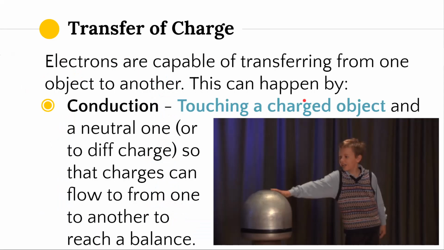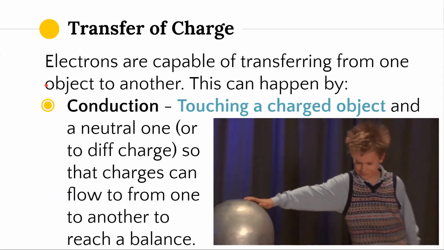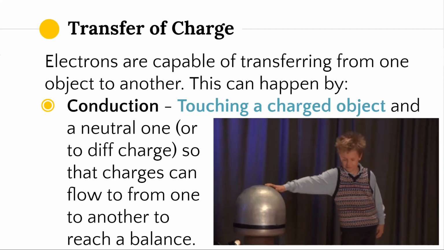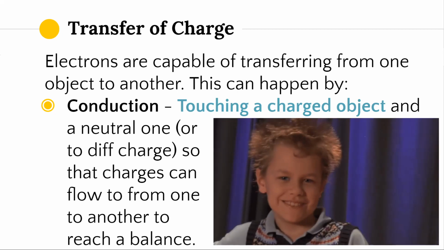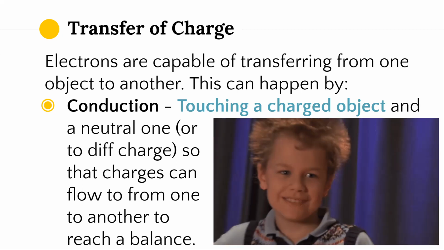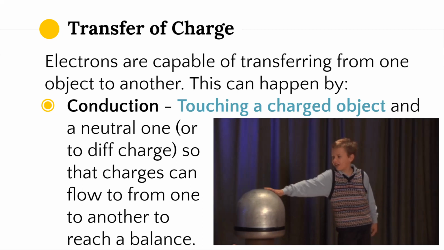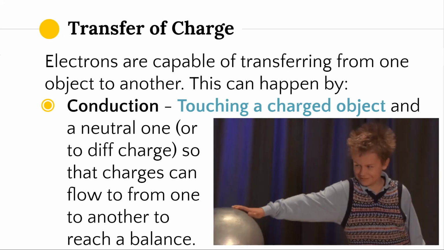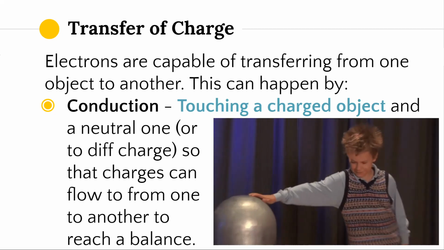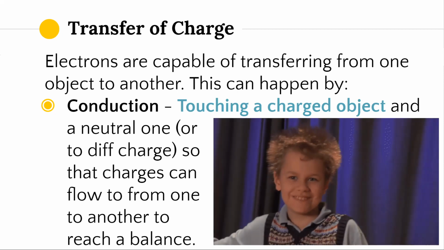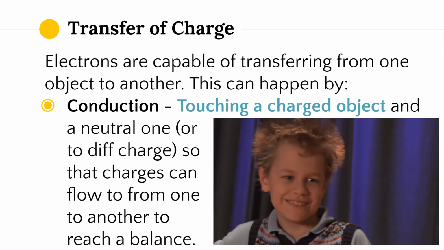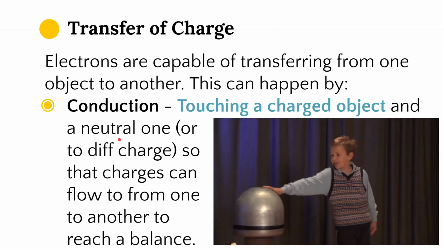All right, so the first way to transfer charge was friction. This is the second way. It is called conduction. Conduction occurs when you touch a charged object and a neutral one, or just two objects that have different charges, so that the charges can flow from one to another to reach a balance. When we did charging by friction, you see that more often with insulators, although you could charge up something metallic. But with conduction, at least one of the objects will be a conductor so that the charges can flow more easily. So you'll see it with metals more frequently.